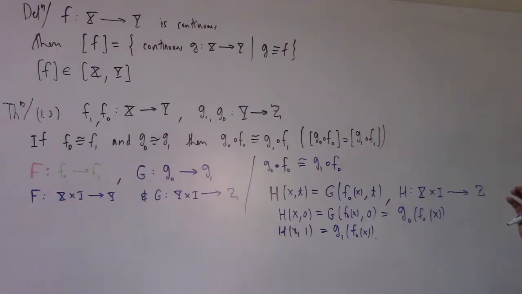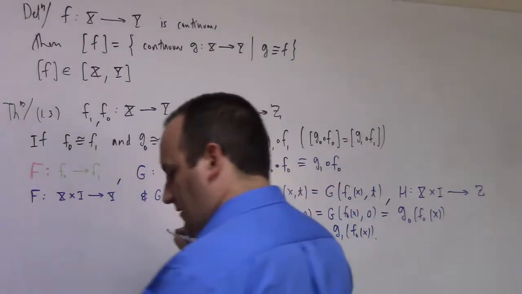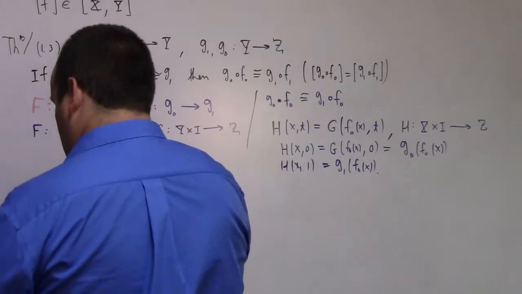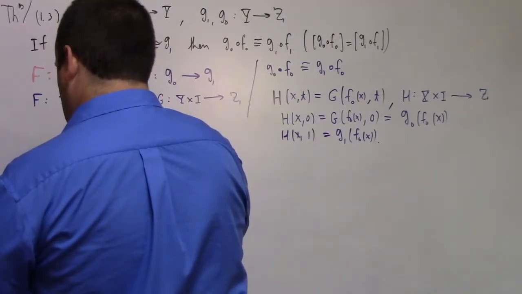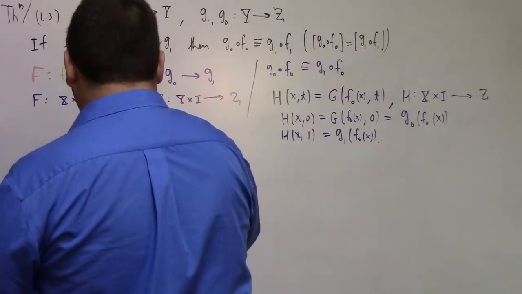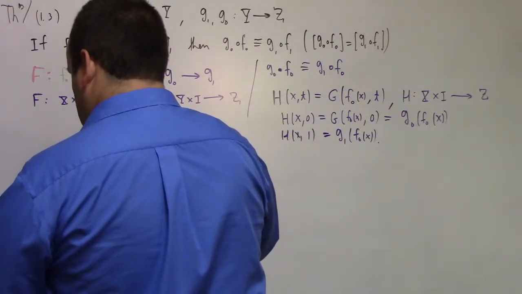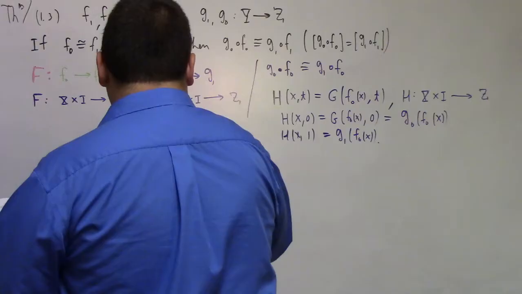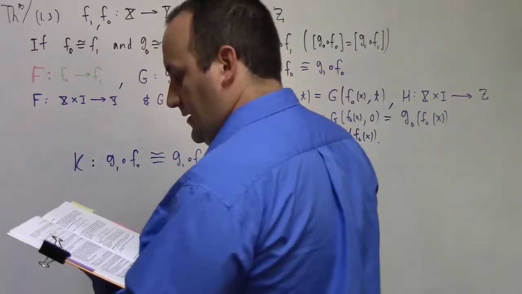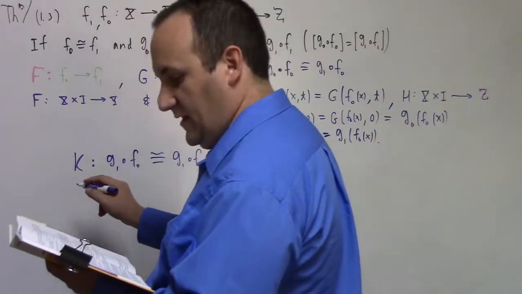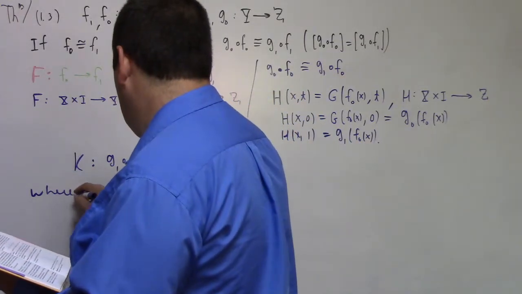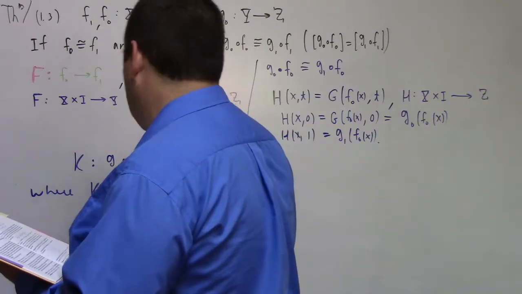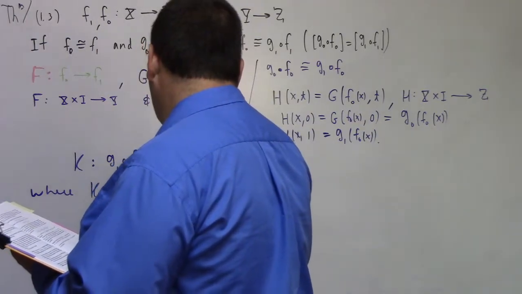And then the next thing he does is, he says, next observe that K, G1 composed with F naught, is homotopic to G1 composed with F1. How does he define K? It'd be like G1 of F. It's the composite of G1 and the homotopy, big F.